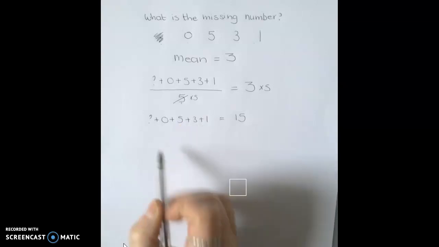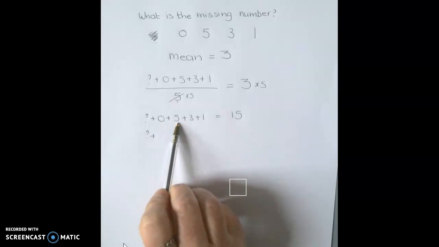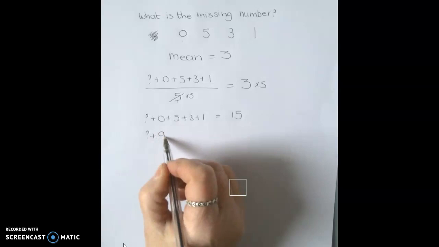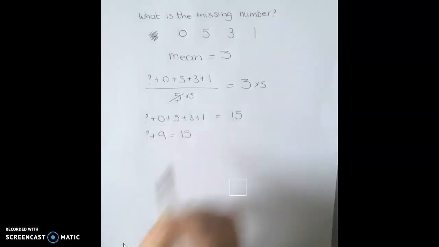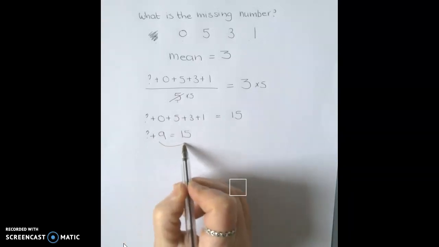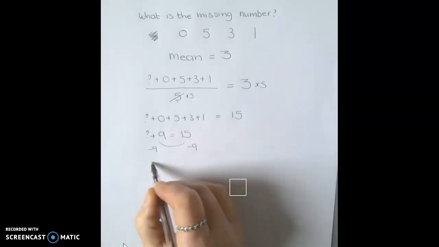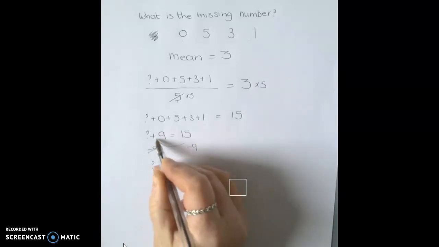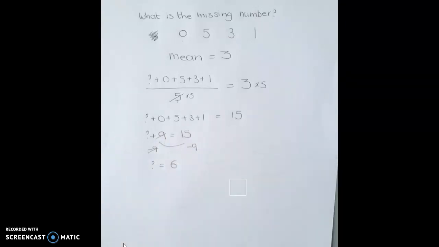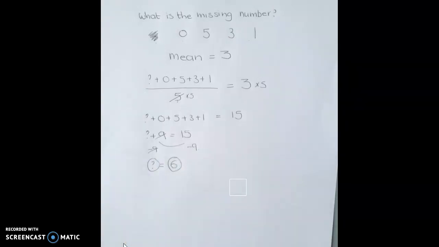So if we added them all together, so something add, well, nothing add 5 is 5, add 3 is 8, add 1 is 9. So something add 9 equals 15. So now to take that across to the other side, we need to do the inverse. So something, they cancel out, equals 15 take away 9. So that gives 6. So we now know our unknown value is 6.